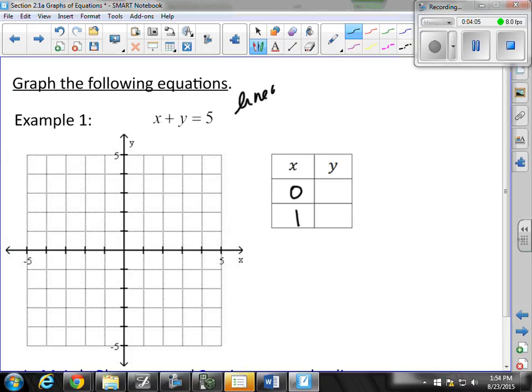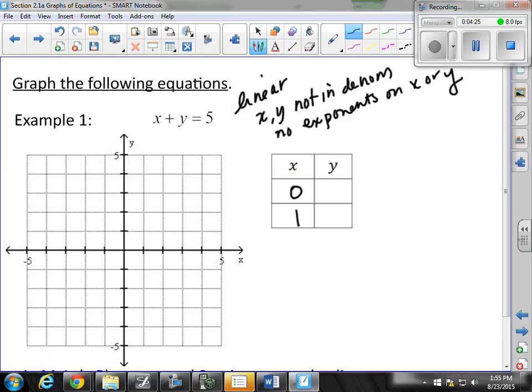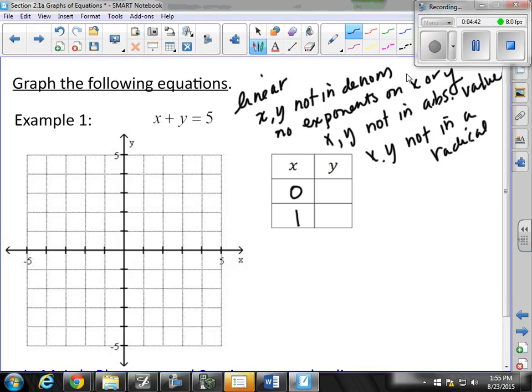I know it's linear because x and y are not in the denominator. There are no exponents on x or y. X and y are not in an absolute value sign. And x and y are not in a radical, or a square root, or a cube root. But I'm going to show you how to do this on the calculator.